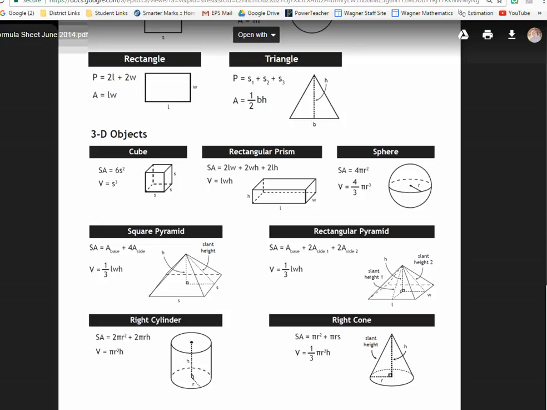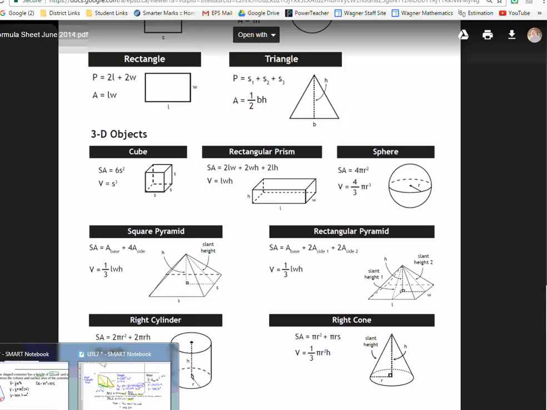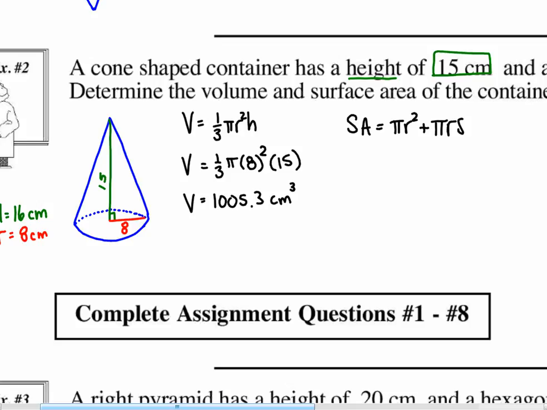Okay. So back to the question. Do we know everything we need to know? No, what don't we know? The slant height. We do not know s, the slant height. Okay, so we're going to use Pythagorean's as our first step. s squared equals 15 squared plus 8 squared. So that right triangle that's inside the cone.